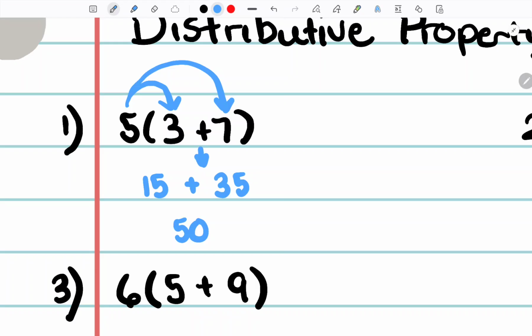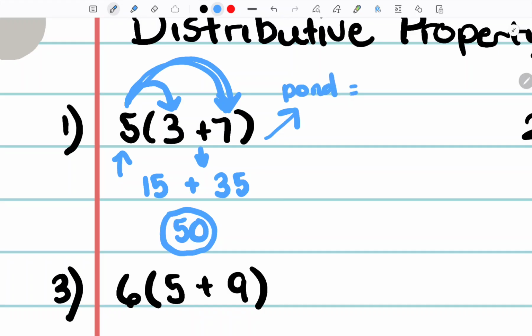It's really that easy. All you're doing is taking the number that's outside and multiplying it by the numbers that are inside the pond or inside the parentheses. You can always remember parentheses equals the pond. Okay, so pond equals parentheses, parentheses equals pond. That's how my math teacher always taught it, so hopefully that clue will always help you.